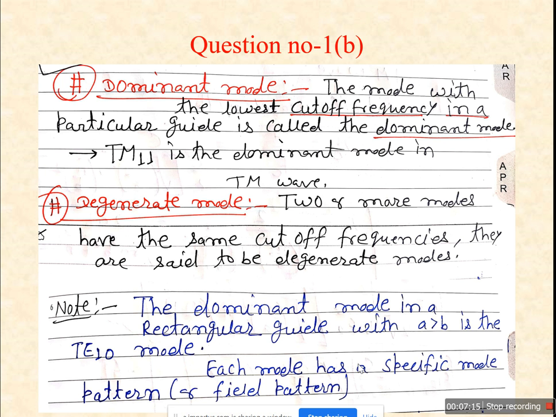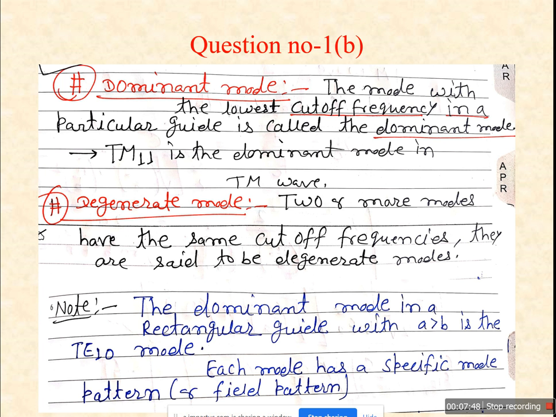Each mode has a specific mode pattern. Additionally, I will write here degenerate mode. Two or more modes having the same cutoff frequency are said to be degenerate modes. An example is TE11 and TM11. Both are degenerate modes, because both frequencies are the same: Fc is equal to c by 2 under root (m by a) whole square plus (n by b) whole square.